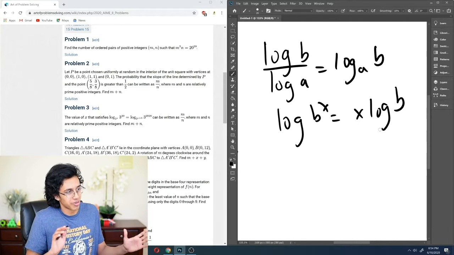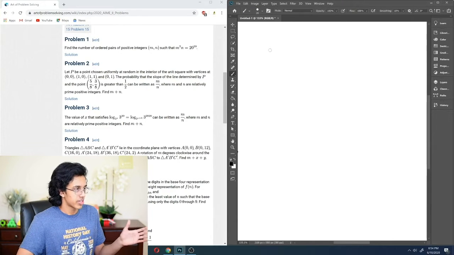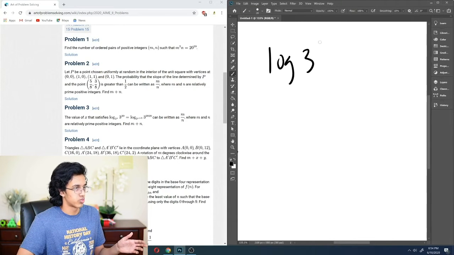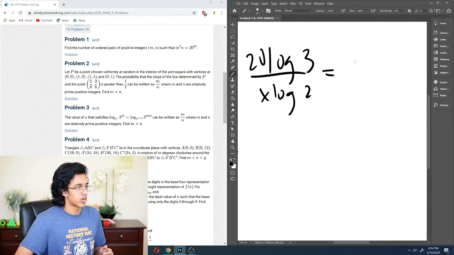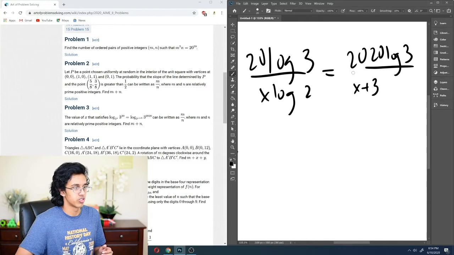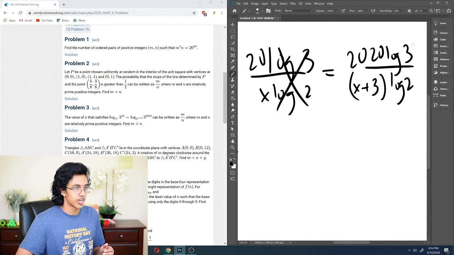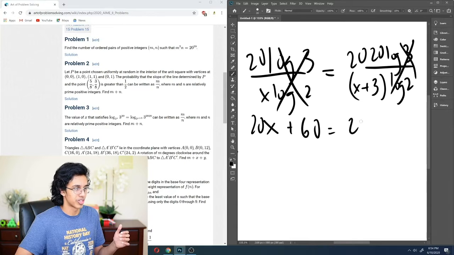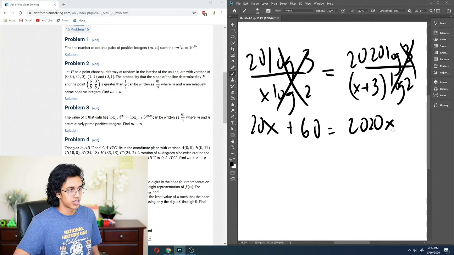So let's just apply it real quick. The left side is going to be log 3 to the 20, and then you could pull the 20 outside, so it's 20 log 3, and then the bottom is going to be x log 2. And then on the right side you're going to have 20 log 3 over x plus 3 log 2. And then literally these things just automatically cancel out, and you are left with a linear equation. So you get 20x plus 60 is equal to 20x. And then if we just subtract, we basically get that x is equal to 3 over 100.